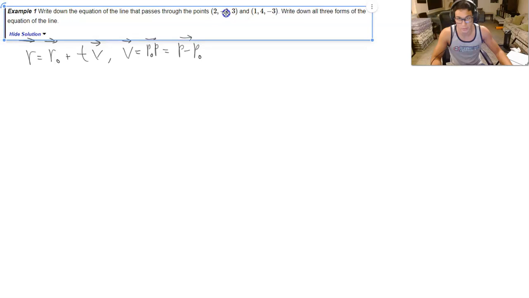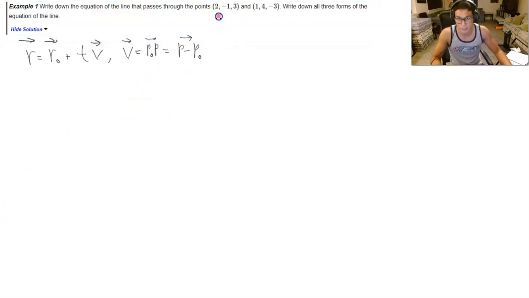Okay, and this point, my bad, this point is P0. So P0 is equal to x0, y0, z0. So then you could see that x0 is 2, y0 is -1. And then this point is P, right? And it's just 1, 4, -3.